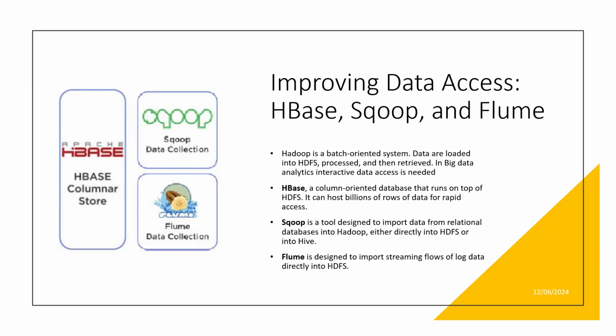We are going to focus on three components, HBase, Sqoop, and Flume, basically for improved data access. The first one, HBase, uses a column-oriented database, and you can have billions of rows of data for rapid access. Sqoop moves data from relational databases into Hadoop, and Flume handles streaming log data, right?